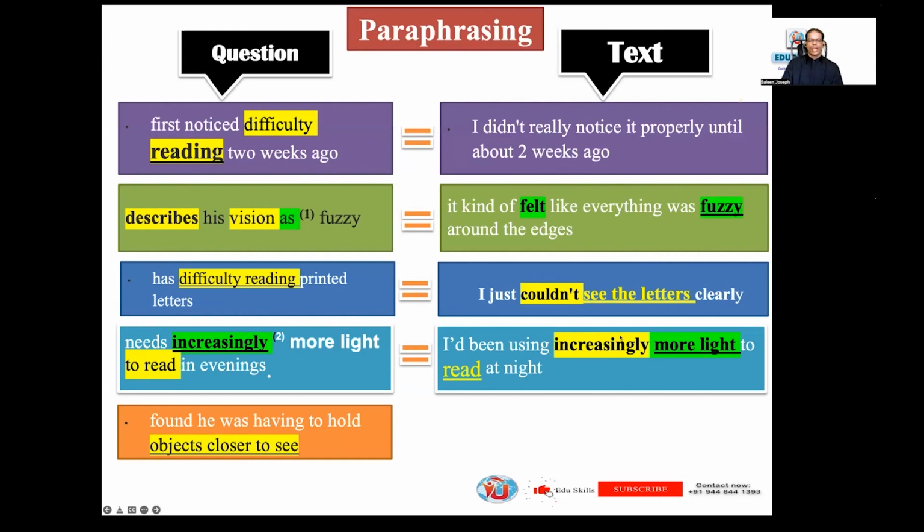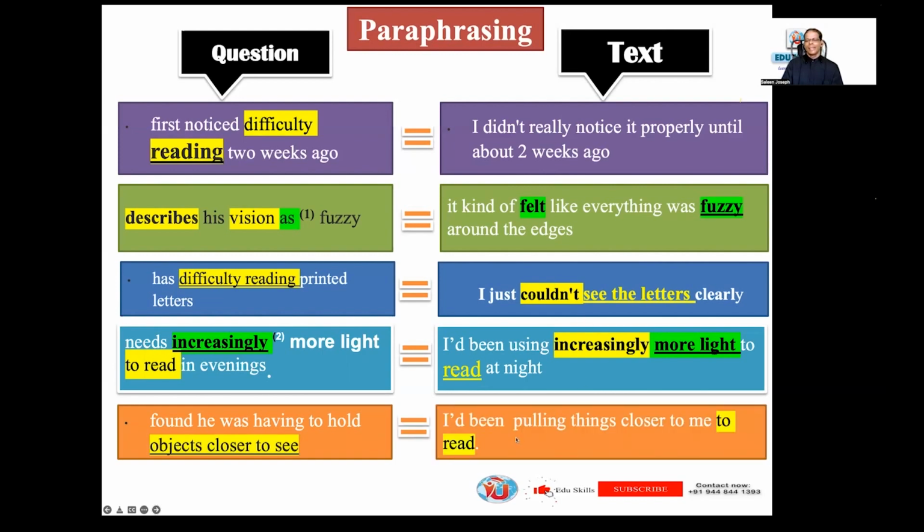And found he was having to hold objects closer to see. See, the audio says had been pulling things closer to me to read. Found he was having to hold objects closer to see. I'd been pulling things closer to me to read. See, here I'd been means first person. I am explaining. The patient is explaining, but in the question statement, the third person is used.